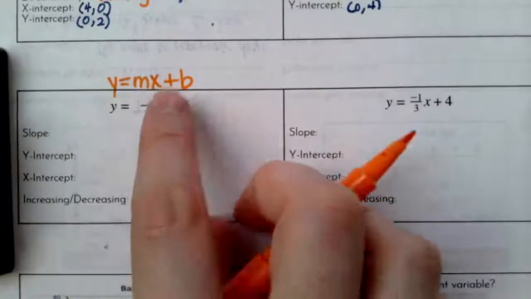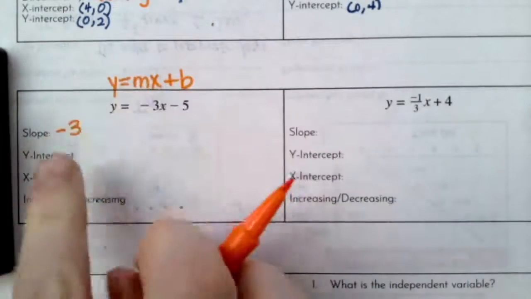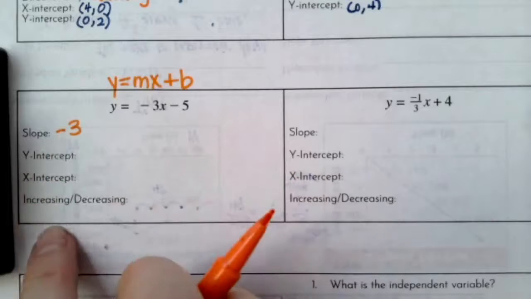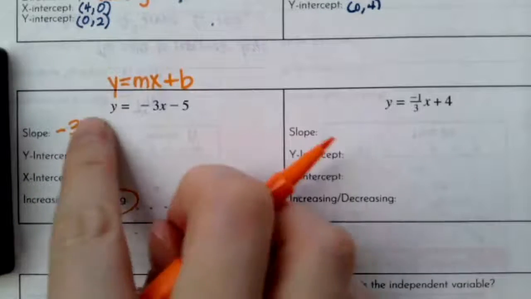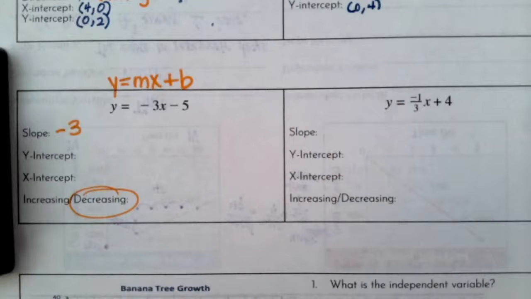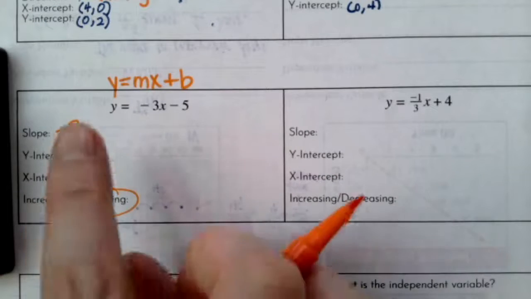So our slope is our m, which is -3. And then if our slope is positive, we're increasing. If it's negative, like this one, we are decreasing. So those kind of go together. I would recommend doing those at the same time every time you do this problem.